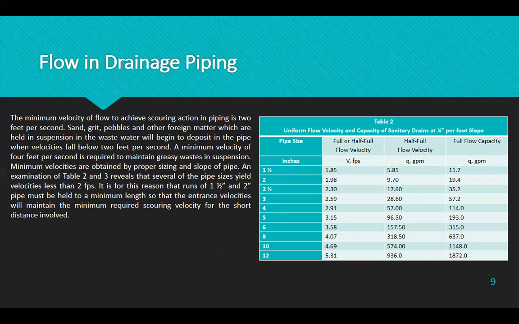An examination of table 2 and 3 reveals that several of the pipe sizes yield velocities less than 2 feet per second. It is for this reason that runs of 1.5 and 2-inch pipe must be held to a minimum length so that the inrush velocities will maintain the minimum required scouring velocity for the short distance involved.